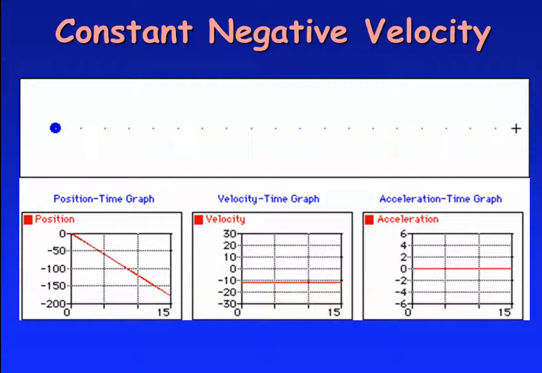Constant negative velocity looks like this. That means it's just going in the opposite direction, and it's a diagonal line, so constant slope, but it has a negative slope. And so the velocity time graph is horizontal and is negative in the negative region of the graph. And then of course the acceleration versus time graph is still 0 because it's constant velocity.